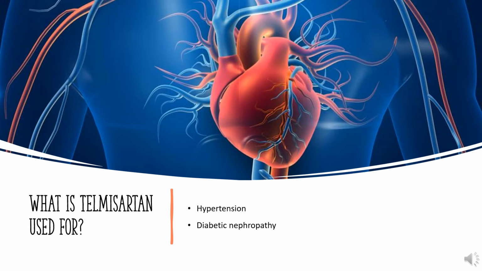What is telmisartan used for? Used alone or in combination with other classes of antihypertensives for the treatment of hypertension. Also used in the treatment of diabetic nephropathy in hypertensive patients with type 2 diabetes mellitus, as well as the treatment of congestive heart failure, only in patients who cannot tolerate ACE inhibitors.